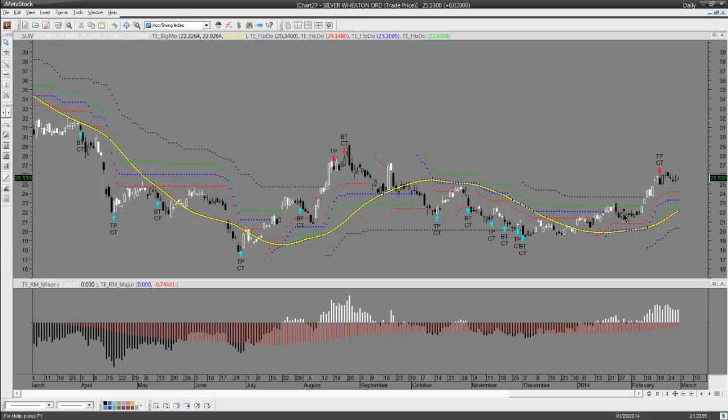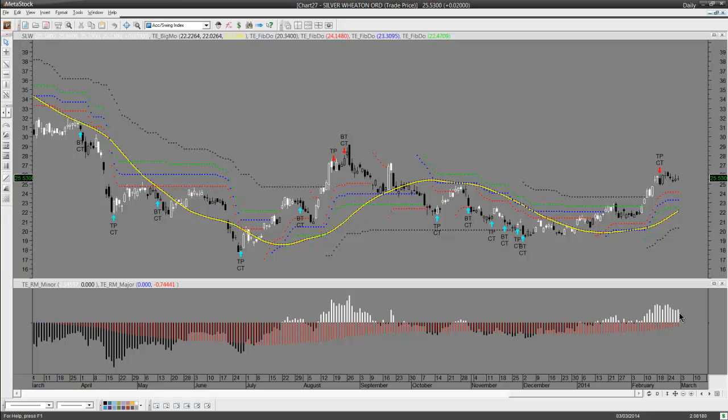Silver Wheaton was at 22.37. Looking for a break over 23s to get long, 23.01. We went up to 26.34, $3.33 maximum favorable excursion. That's over 14% in favor. Turning point, black candles, RM minor making lower lows. Chance to take a little off the table, push stops up.